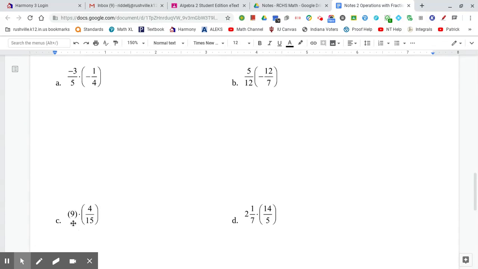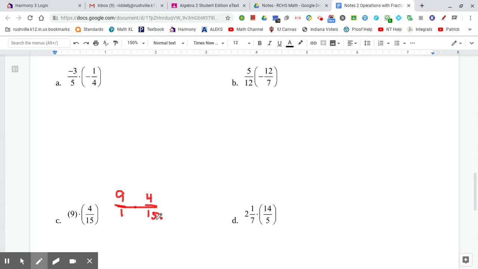For this next example, I have an integer times a fraction. I need to turn my integer into a fraction by making it 9 over 1. Now what I'm going to do is pay attention to my signs. I have a positive number times a positive number, which means my answer is going to be positive. And now I'm going to extend my fraction bar. And I have a 9 on top, a 4 on top, a 1 on bottom, and a 15 on bottom.